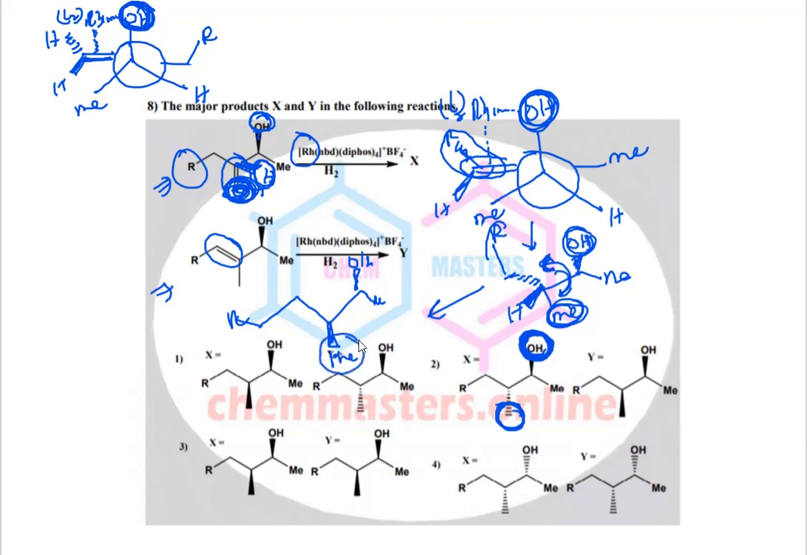Okay, so in this case methyl and hydroxy group are on the same side, or syn to each other. So option 2 is the correct one. Here the single bond rotation is very important. Okay, so from that you can easily find the correct answer.